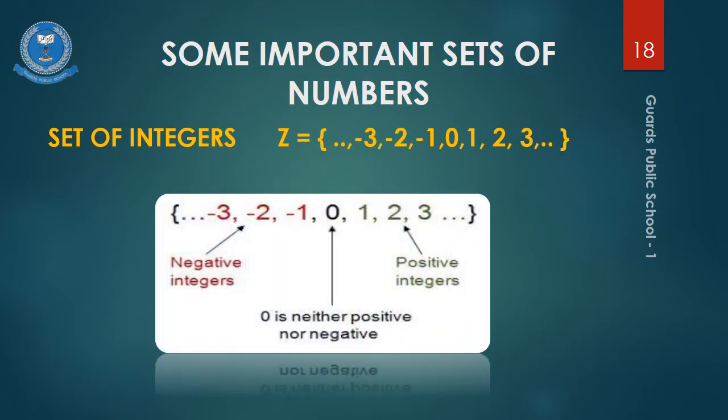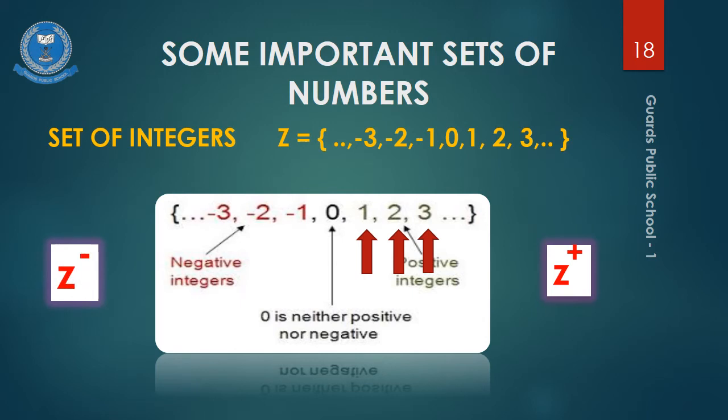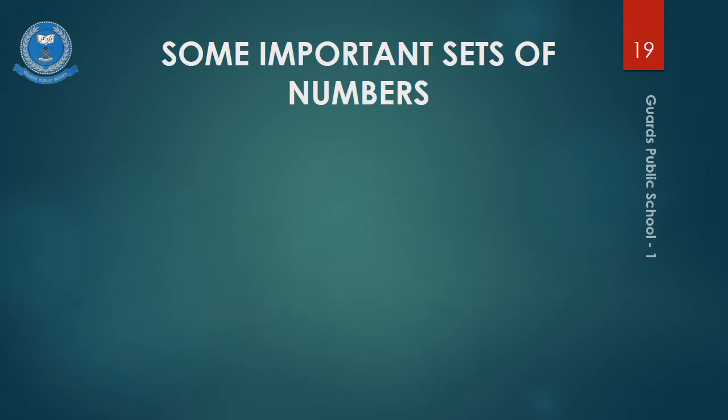One thing to remember here: the set of positive integers is represented by Z positive and it contains all positive numbers, starting from positive 1, positive 2, positive 3, all positive numbers. And the set of negative integers is represented by Z negative and it contains all negative digits, meaning -1, -2, -3, all negative digits. And the set of integers contains all negative digits, 0 and positive digits.